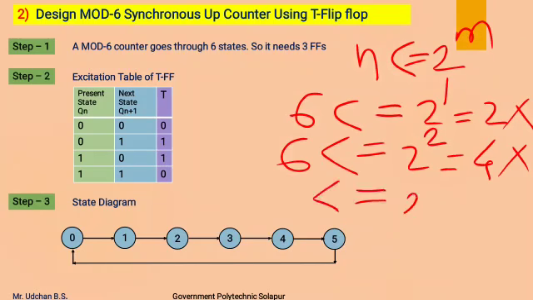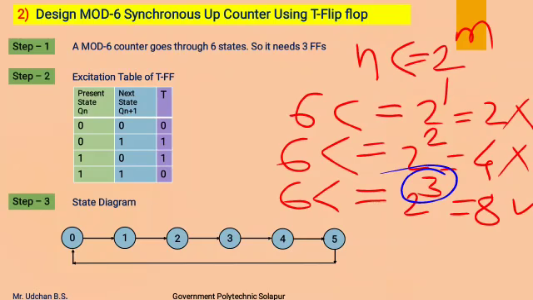After that I will write the value of m as a 3, which will give you 8, means here 6 is less than 8, which is true. Therefore we are going to use 3 flip-flops to design this mod 6 synchronous up counter. Therefore we need 3 flip-flops.